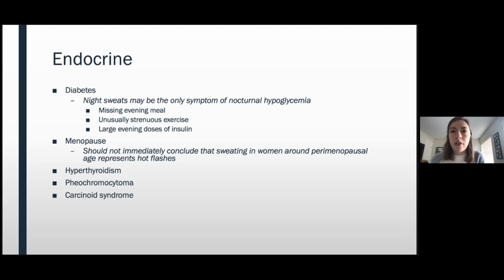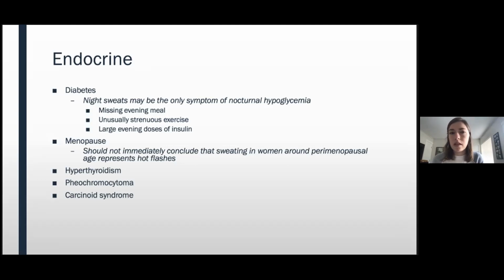Another thing that I found that I thought was really interesting from an endocrine cause of night sweats was diabetes, specifically that night sweats may be the only symptom of nocturnal hypoglycemia. So patients, like if they're missing their evening meal, or if they've done unusually strenuous exercise in the evening out of their normal, or if they're using large evening doses of insulin, may be experiencing hypoglycemia at night and just having night sweats, and that's their presentation.